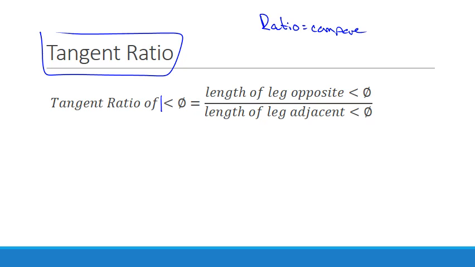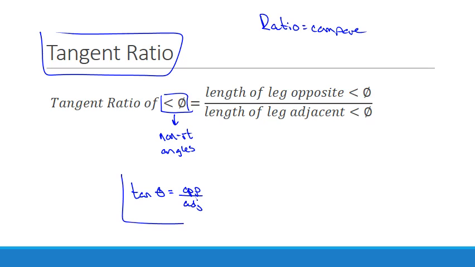It's always one of the non-right angles, though, just so you know. We're not going to ever work from the right angle. And the tangent ratio consists of comparing the length of the leg opposite the angle you're starting from to the length of the leg adjacent to the angle you're starting from. Now, you'll also usually see it written in short form, something like this: tan theta equals opposite over adjacent.